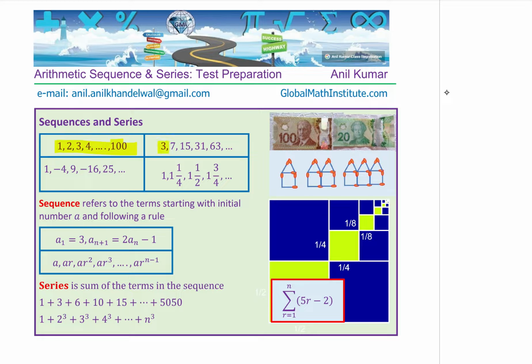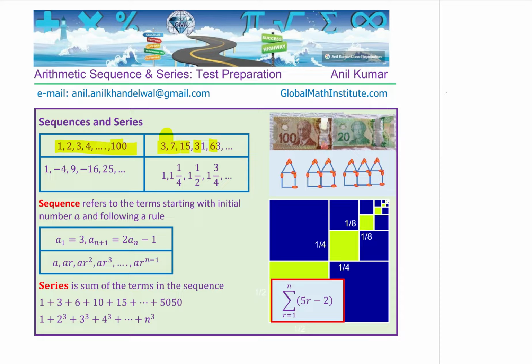I could have a sequence of numbers like 3, 7, 15, 31, 63, and so on. Well, how do I get this sequence? So slowly it becomes tricky and more complicated, correct? So, how do I get this sequence? You may have to figure this out.